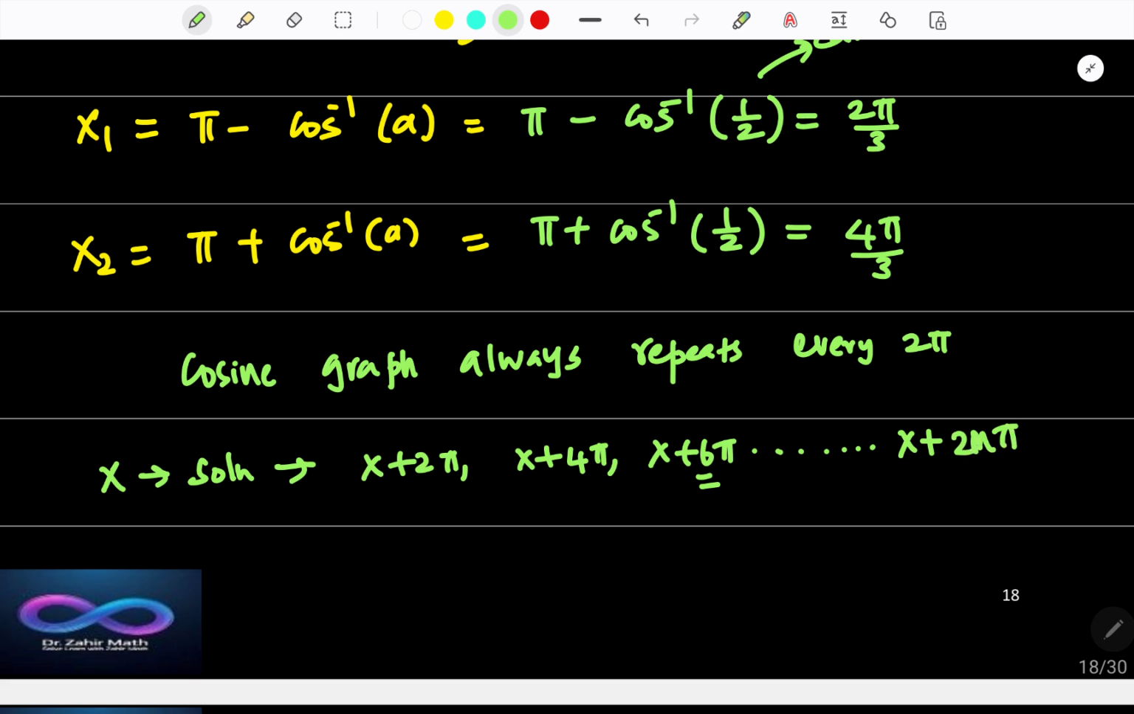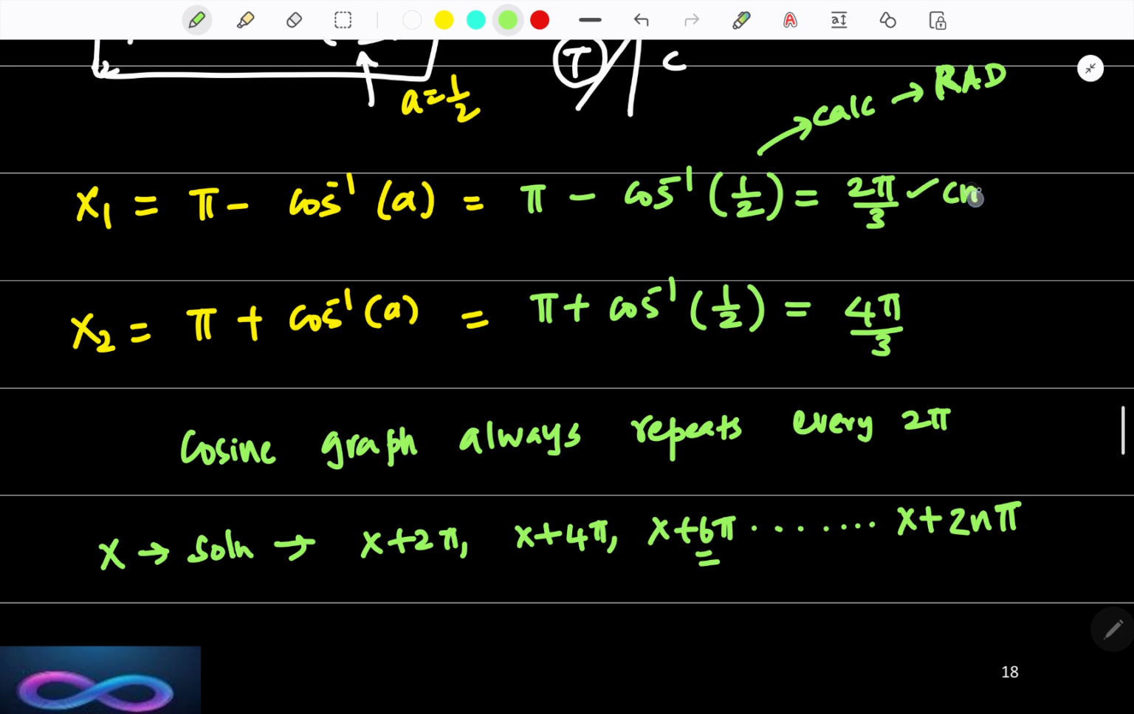Okay, right. X plus 2n pi. So we got two critical points, right? So this is a critical point. We made f dash of x equal to 0. So this is a critical point and this is a critical point. Clear, everybody? This is also a critical number and this is also a critical number, right?